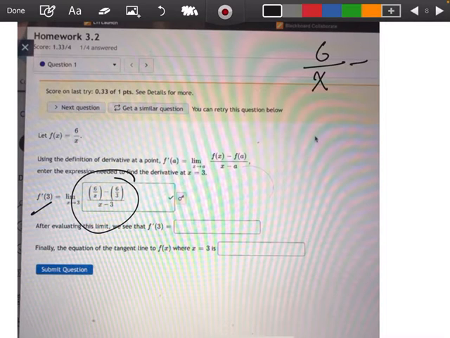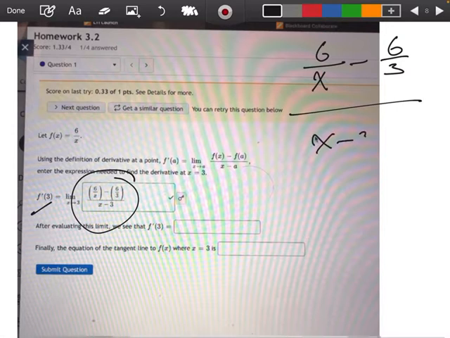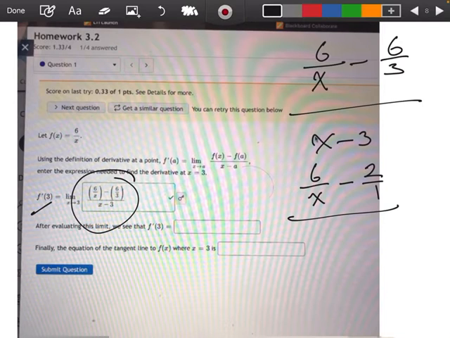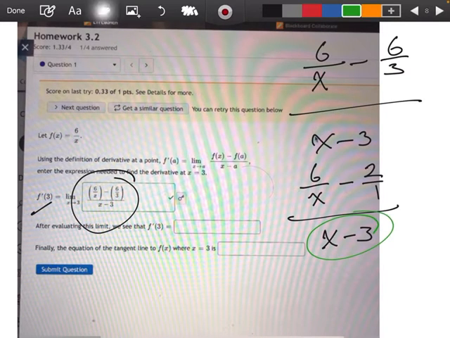6 over x minus 6 over 3, all over x minus 3. First, I'm going to write this as 6 over x minus 6 divided by 3, which is just 2. So let's think about that as 2 over 1, all over x minus 3. Now we know we can't just plug in 3 because that will make us be dividing by 0 down here. We obviously don't want to do that.